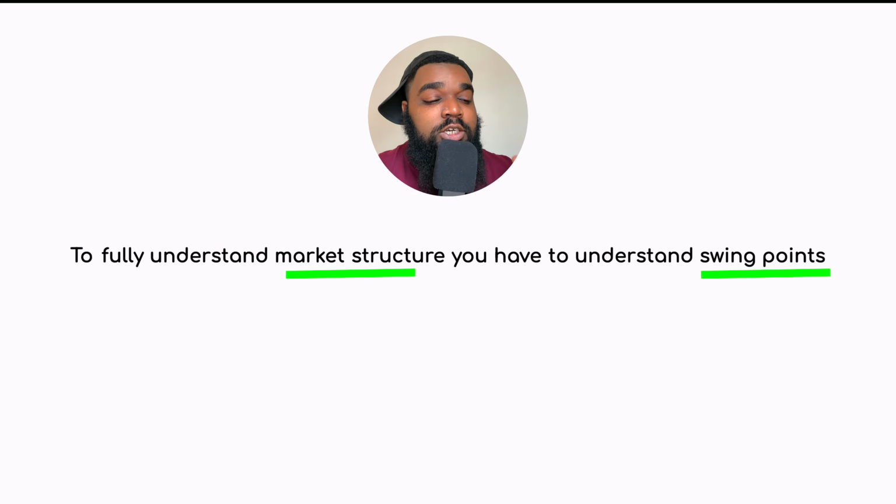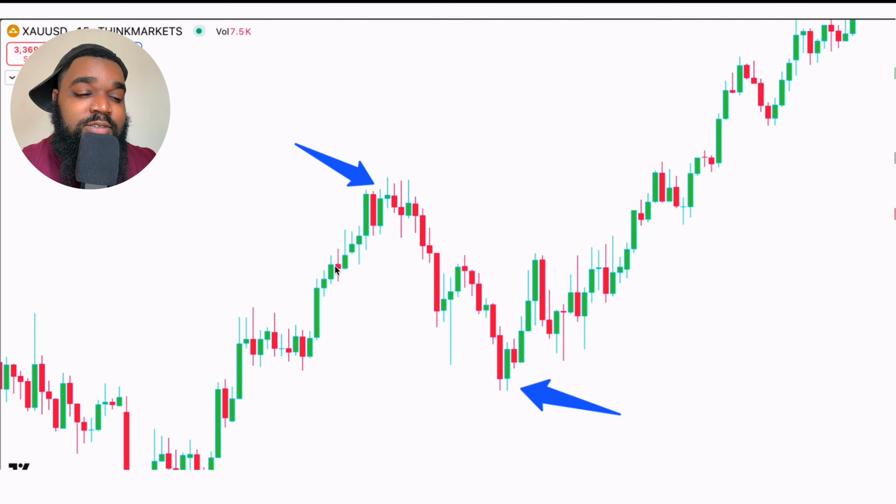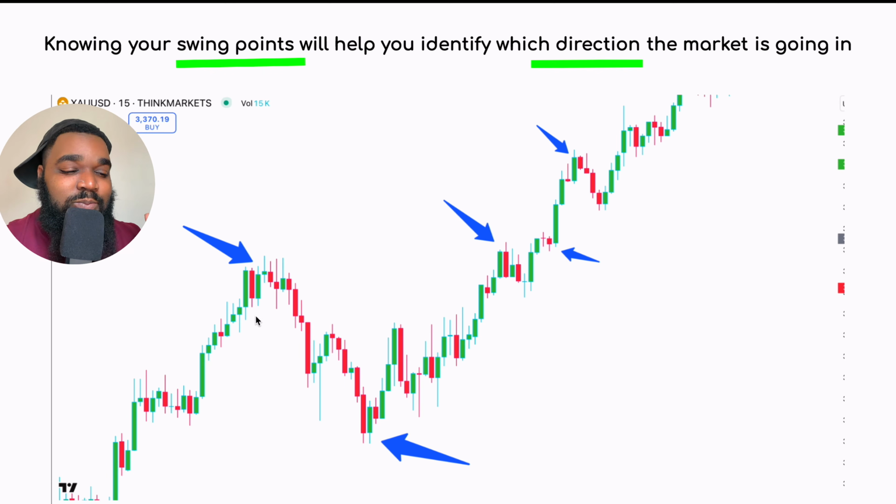To fully understand market structure, you have to understand swing points. So this will be considered a swing point because it's the lowest part of the market right now. This will be considered a high point, a swing point, higher low, higher high. You'll hear people call it different things, but this is a swing point, and these are swing points. So you got high, low, high, low, high, low.